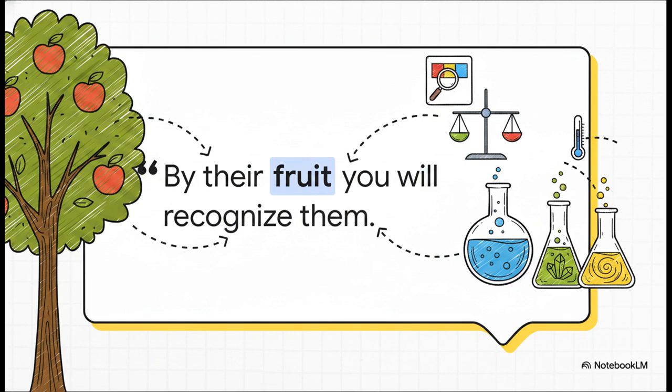Think about a tree for a second. You don't need to chop it down and analyze its DNA in a lab to figure out it's an apple tree. You just look at the apples. The fruit tells you the identity of the tree. And in that exact same way, we identify matter by its unique, observable traits, its fruit, so to speak. Every single substance in the universe has a specific set of characteristics that just announce to the world exactly what it is and what it's capable of doing.